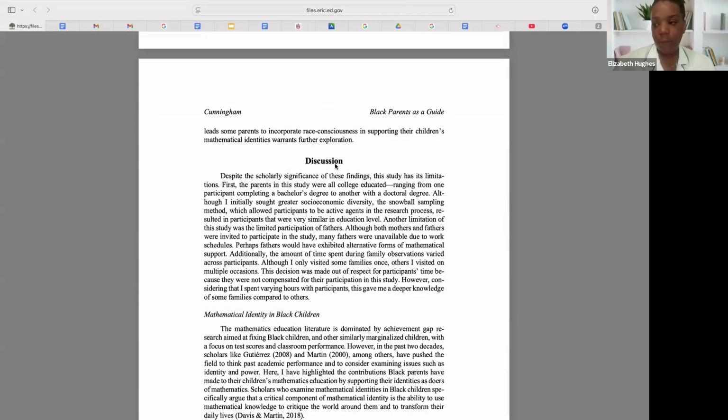Discussion. So you can see that we do have our first level of headings, the major sections: background, methods, findings, discussion. All of those are presented in the APA style headings that guide the reader as we go.